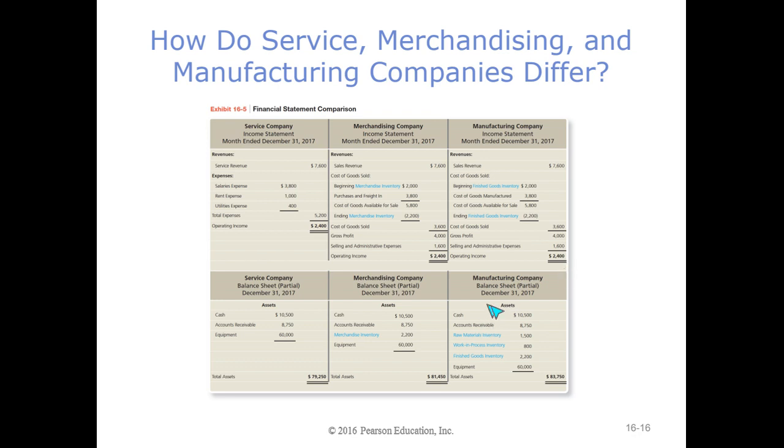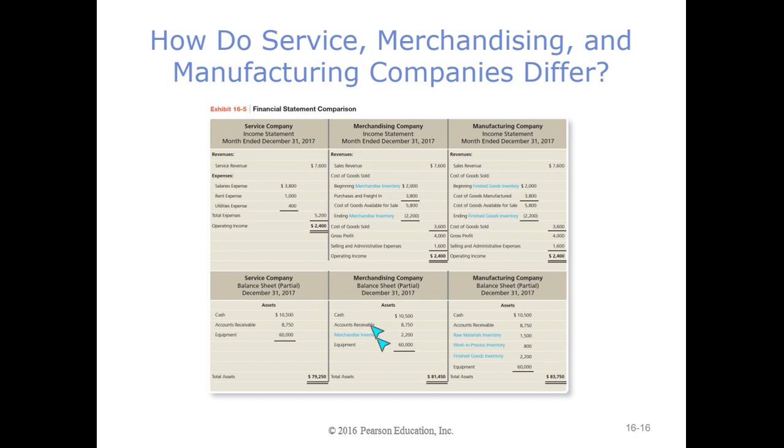Our balance sheet, start with cash. So we have cash, accounts receivable, and now we have these three other accounts on our balance sheet. We've got raw materials, work in process, finished goods, and then we have equipment. These are also listed in order of liquidity. And then we're going to add all those up, and we get our total assets of $83,750.